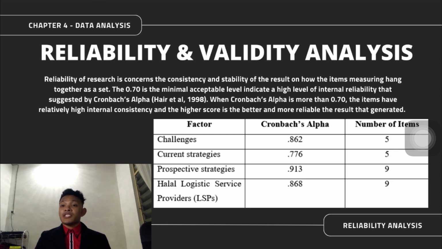So, to make sure the outcomes are significant, the Cronbach's alpha test has been done for each factor. In the table on the slide, we can see challenges, current strategy, prospective strategy, and halal logistics service provider. Challenges, Cronbach's alpha 0.862, current strategy 0.776, prospective strategy 0.913, and halal logistics service provider 0.868. It shows that the outcome for all independent variables and the dependent variable in the research is significant to generate the reliability of the factor. It is because the data show that it is more than the minimal value, that is 0.70.